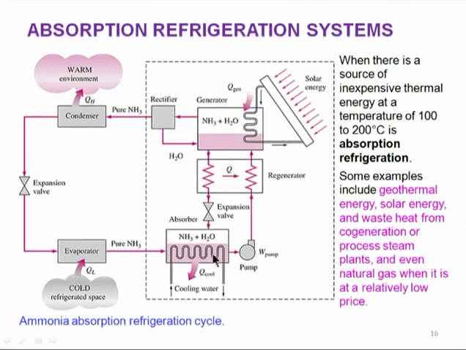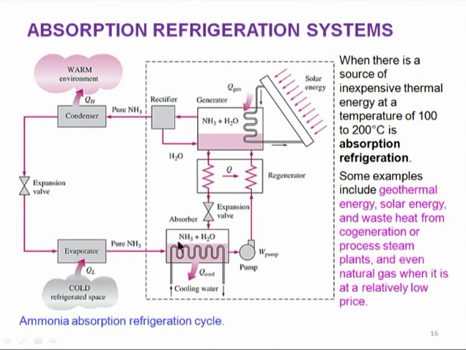Why? Because the absorption process occurs at a lower temperature, while the strong solution flowing to the generator is again going to be heated. So the solution coming out from the generator will give its heat to the solution which is going to the generator. The solution returning from the generator gives its heat to the solution going to the generator.